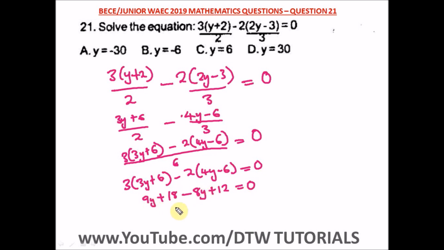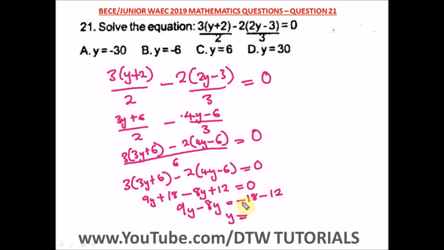Now let's take integers to this other side and leave the coefficient of y on this side. So here we are left with a 9y and a minus 8y, equal to taking 18 to this side, a positive 18, we have a negative 18. Taking a positive 12 to this side, we have a negative 12.